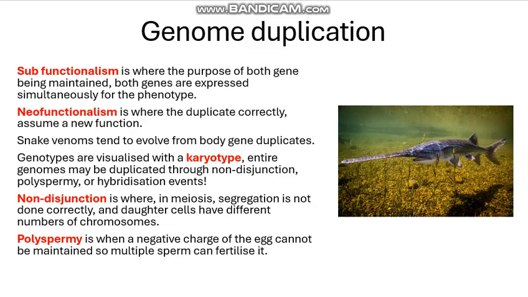So that's gene duplication. For the genome, we need to know that genotypes are visualized with a thing called a karyotype, which shows every chromosome in an organism's cells.